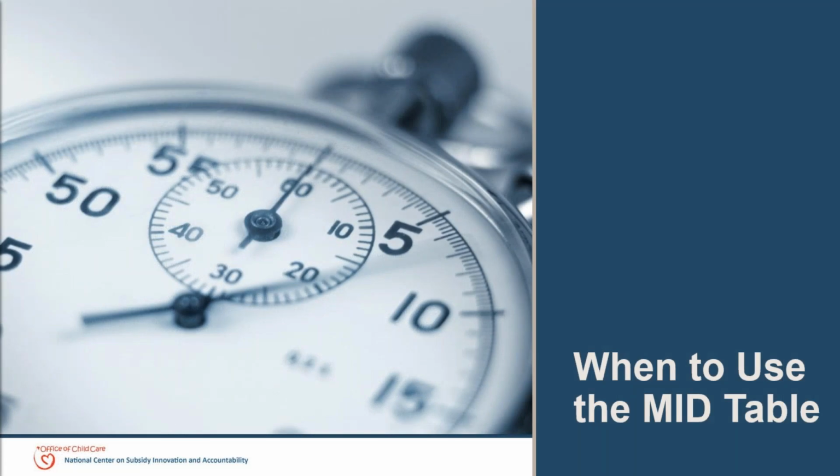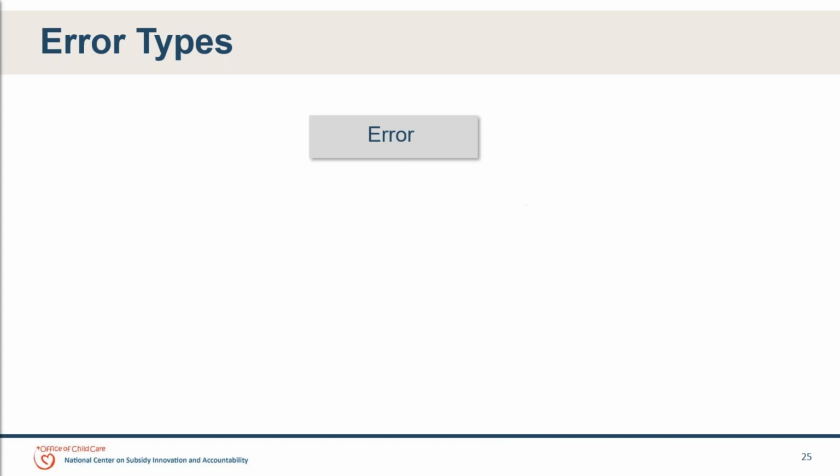Okay, so it's time to shift topics again, and this is everyone's favorite topic, the mid-table. Today, we're not going to spend a ton of time on the mid-table. We're not going to go in depth on the additional inquiry and all of that. We did that last webinar. Today, I just want to focus on when do you use the table in the first place? So we're going to take a step back and make sure that we all understand the different types of errors that we look at in this review.